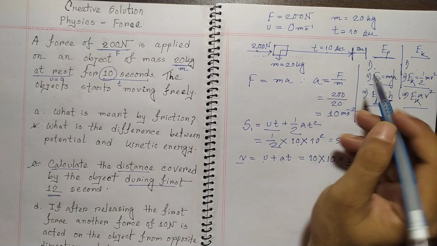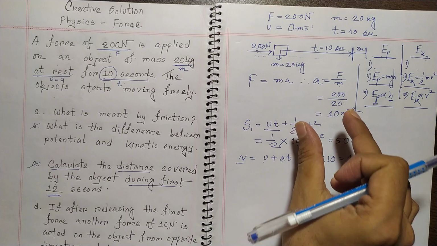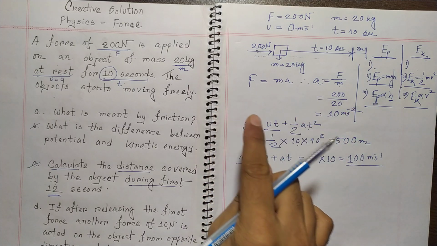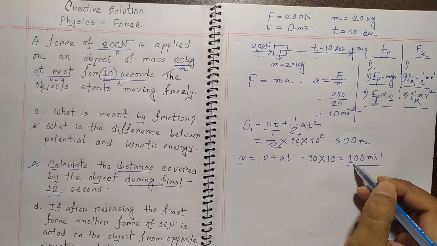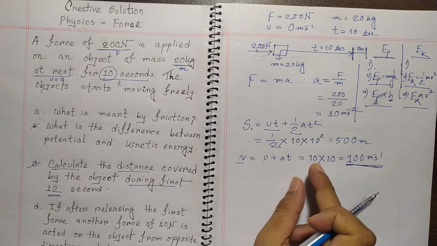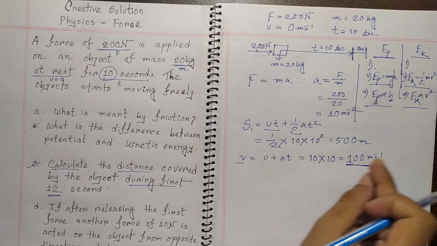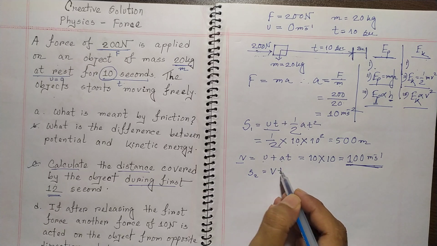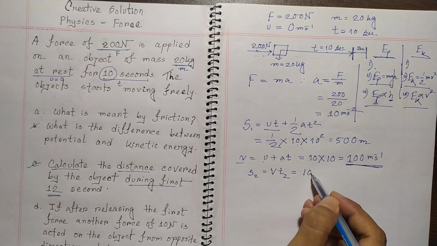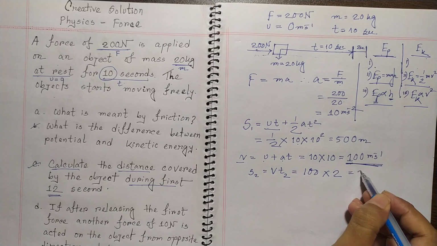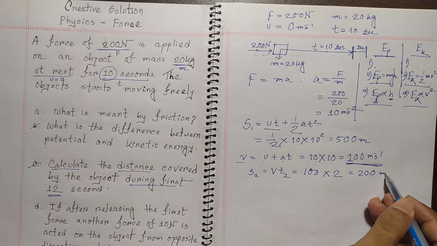Since the force acts on the body for 10 seconds, after 10 seconds the body will move with constant velocity 100 meter per second. So the distance traveled in the last 2 seconds, s2, is actually v t2. The v is 100 meter per second, that we just got, and this is 2, so it would be 200 meter.